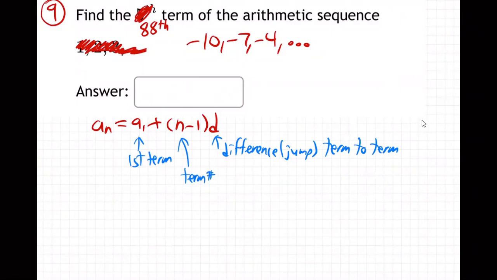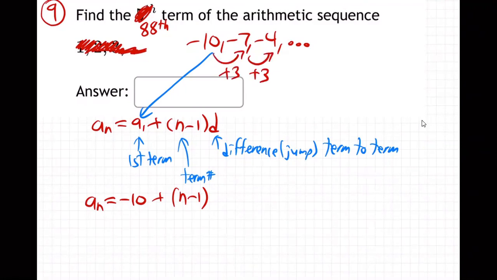Okay, let's show how do we do this? Well, we know that the first term is negative 10, so that's going to go right there. So An is -10 plus n minus 1 D. What's D? What's the jump from term to term? It's going up by 3 every time, becoming less negative, right? -10, add 3, you're at -7, add 3, you're at -4. So that's the D, plus 3, the difference from term to term. So we get the D, we get the A1.